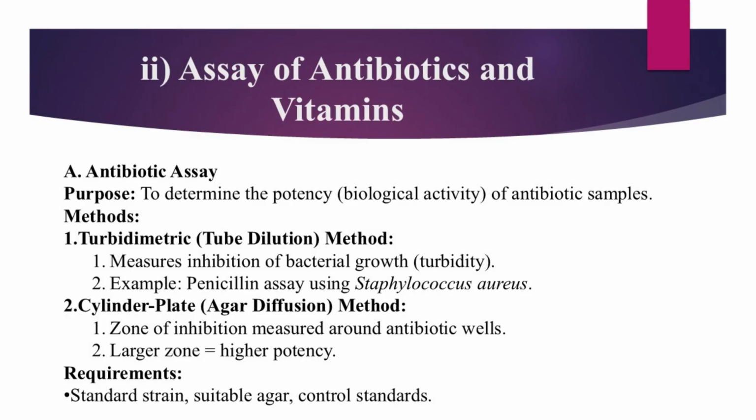Number 2. Cylinder plate or agar diffusion method. Here, the zone of inhibition is measured around antibiotic wells. A larger zone equals a higher potency. Requirements: standard strain, suitable agar, and control standards.